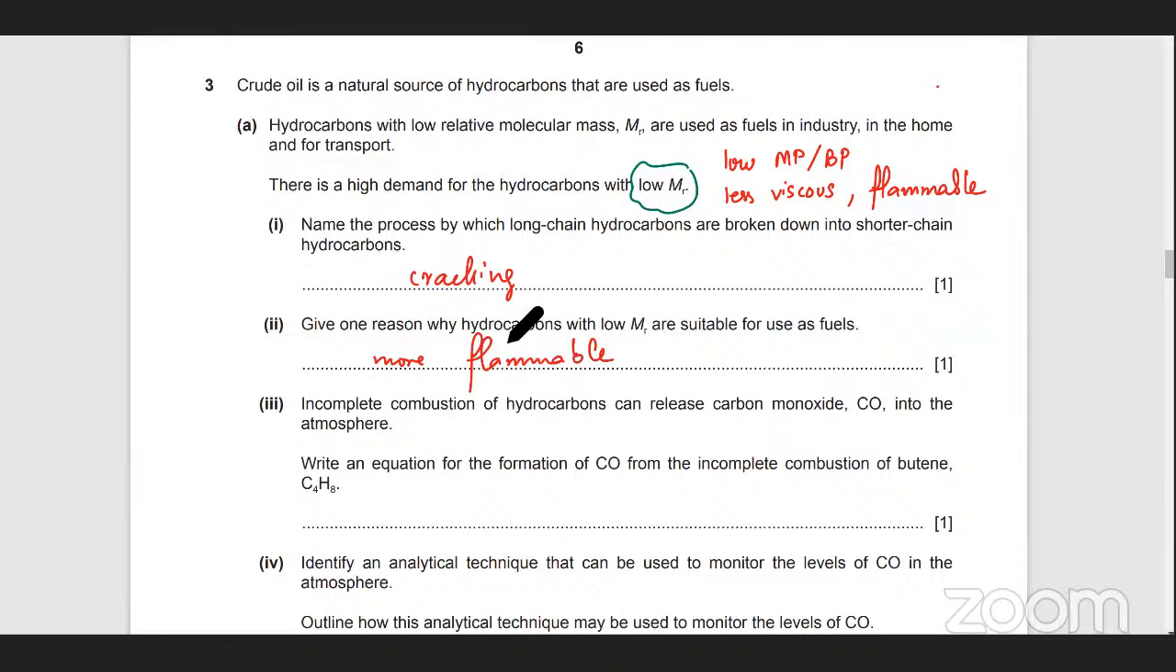Next is incomplete combustion of hydrocarbons can release carbon monoxide into the atmosphere. Write an equation for the formation of carbon monoxide in the incomplete combustion of butene. So it's C4H8 plus oxygen gives carbon monoxide plus water, okay? And you can balance this equation. So it's 4 carbon monoxides and there are 4 H2Os. So 4 and 4, that's 8 oxygens. So 4 O2, okay?